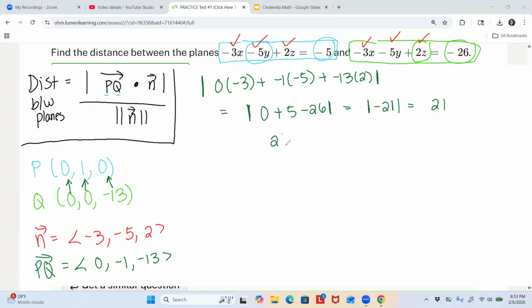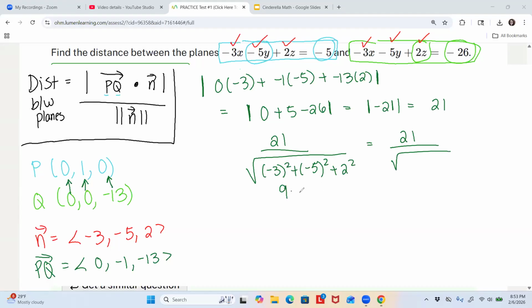So we're going to have 21 over the magnitude of n, so square root of each component of n squared. So negative 3 squared, negative 5 squared, and 2 squared. So that's going to be 21 over radical, let's see, 9 plus 25 plus 4, 38. And so this distance is 21 over radical 38. And you could probably leave it like that or push that in a calculator, and I think they wanted it rounded twice, and that's 3.41.